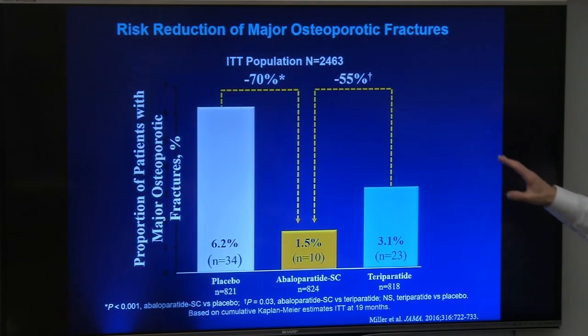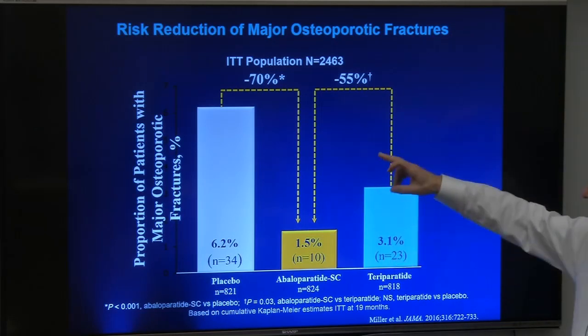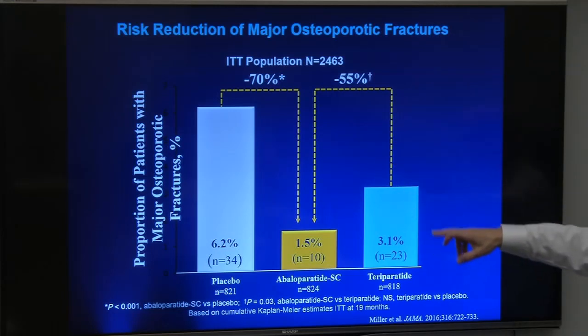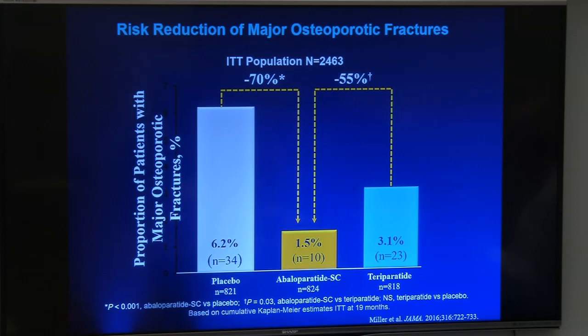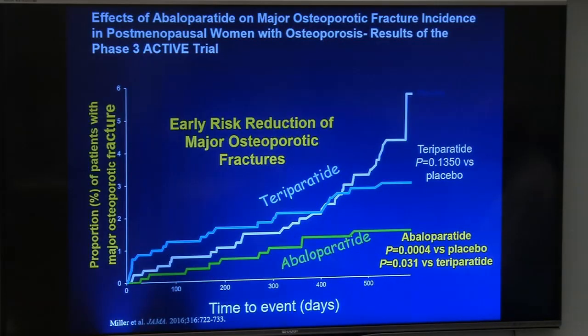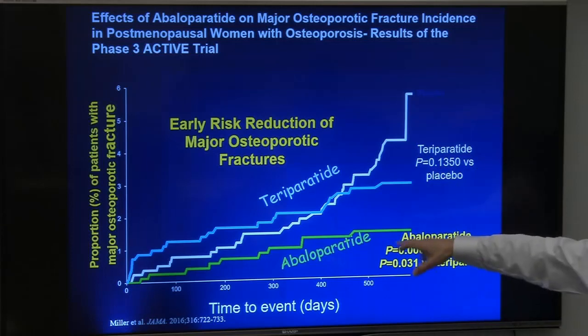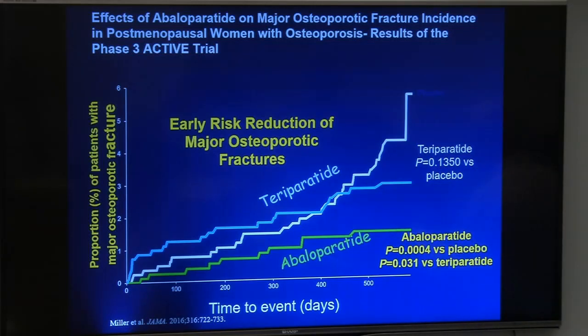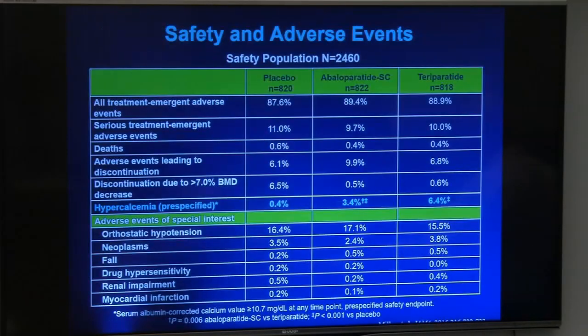And looking at the intention to treat population, the reduction in major osteoporotic fractures, you can see abaloparatide clearly has a 70% reduction versus placebo and a 55% reduction relative to teriparatide. And this is, again, the Kaplan-Meier with major osteoporotic fractures. You can see the curves separating very, very quickly.